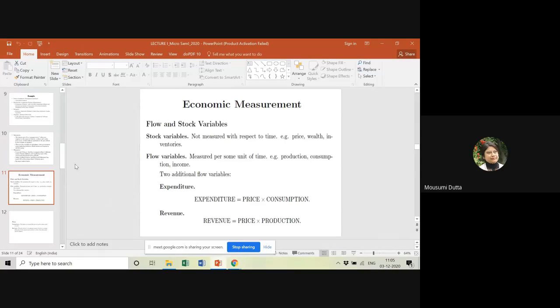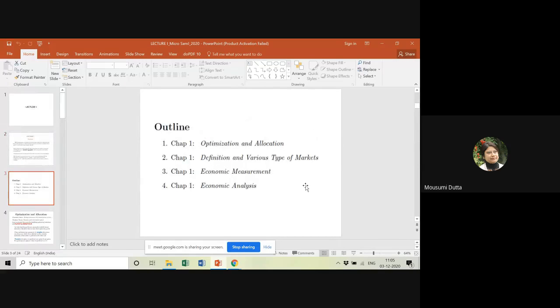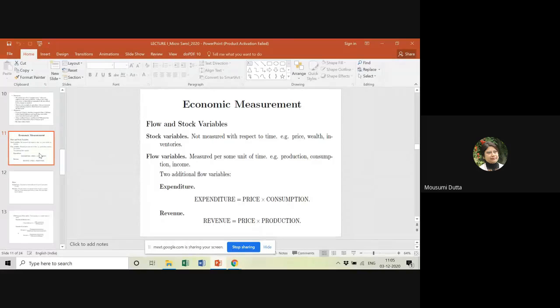Okay. So I'm going to the third aspect, economic measurement. If we like to introduce economic measurements, or the concepts of economic measurements, first we will divide the concept into two categories: the flow variables and the stock variables.